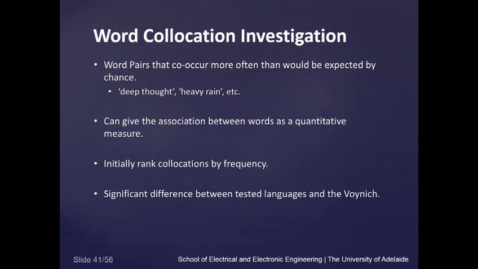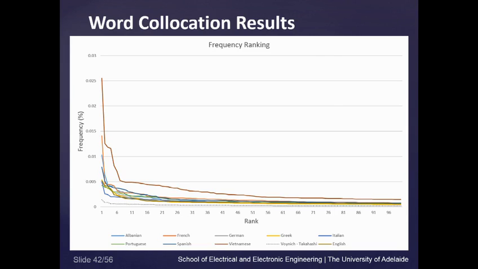The next phase that we looked into was word collocations. Word collocations deals with word pairs that occur or co-occur more often than would be expected by chance. We can use this to give an association measure between two words. Initially ranking collocations by frequency, we could determine if there was any relationship between word collocations. Based on these frequency rankings, we see that most languages cluster around a specific point, whereas the Voynich begins and stays at a very low point.